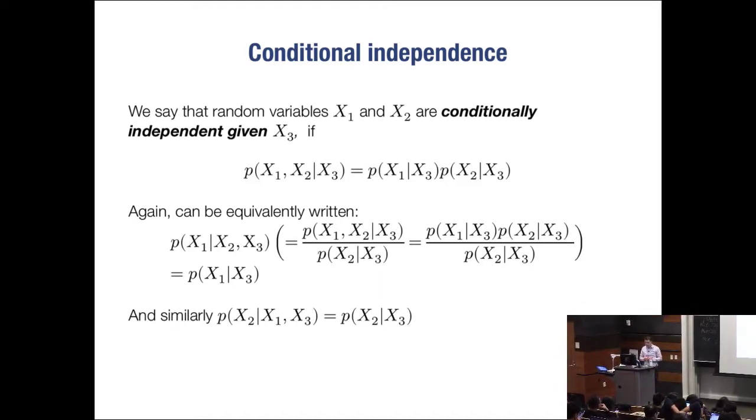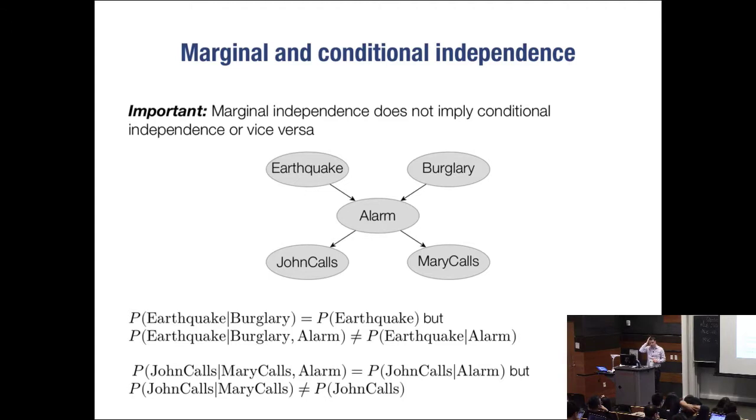And the thing I actually want to emphasize here is that conditional independence does not imply marginal independence, and marginal independence does not imply conditional independence. To illustrate this, I'm going to give an example, this classical example of a Bayesian network that everyone uses in every textbook in the world. I'm actually not going to describe Bayesian networks yet. I'm just going to describe this as a story.